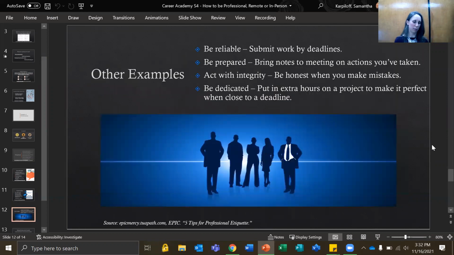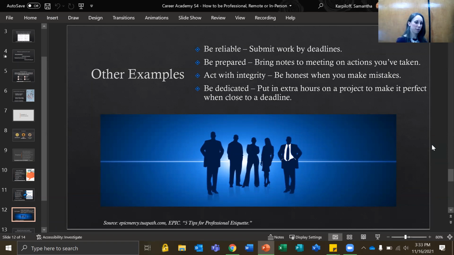So some other examples that I thought of, and I think that these are also one of the EPIC modules that some students will be completing for homework at some point. So if you're one of those people, you'll hear about these later. Being reliable is a great way to show professionalism. An example of this might be that you submit your work by your deadlines, and if you can't, then you let your manager know that you need an extension.